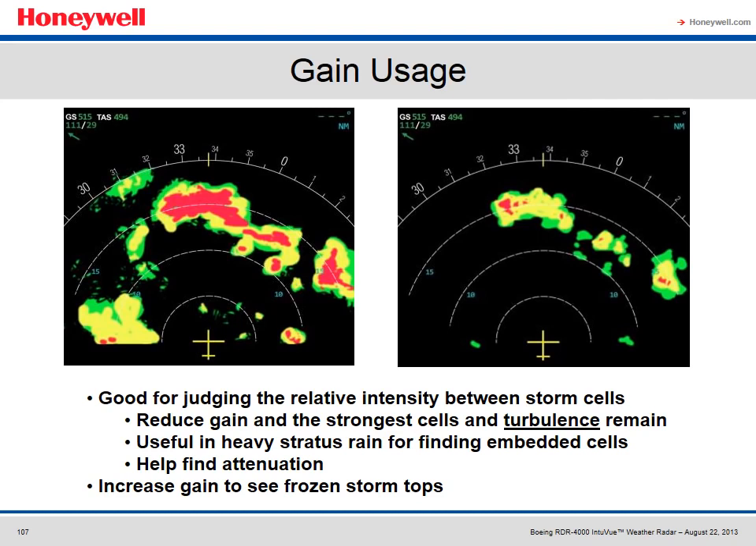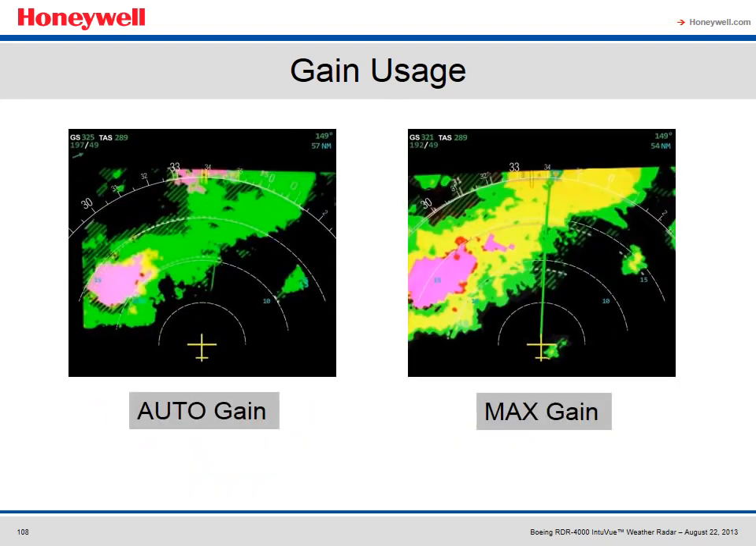Increased gain is useful when looking at frozen storm tops and can be used in analysis mode when measuring the tops of cells. It's not a good practice to leave the gain control at maximum all the time, as may have been done with legacy radar systems. It could have unintentional results. With the RDR4000, the pilot is going to see more weather, and that's a good thing.